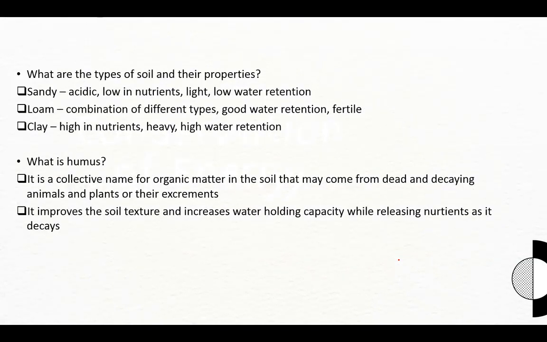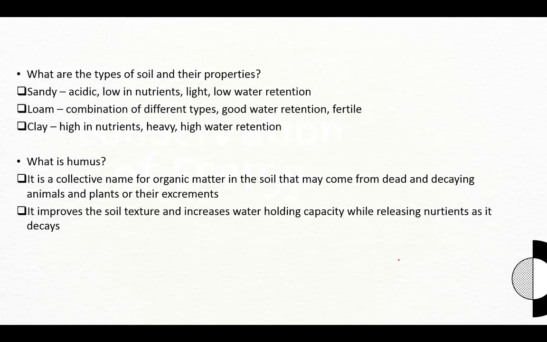Then we have three types of soils and what are their properties. So we have three main types, I should say. We have sandy soil, loam soil, and clay soil. Sandy soil, for example, think of beach soil, the sand on the beach, right? It's very acidic. It's low in nutrients. It's very light, so it will blow away very quickly if it gets dry, and it has a low water retention. So that means water will quickly seep through that sandy soil. It doesn't hold the water.